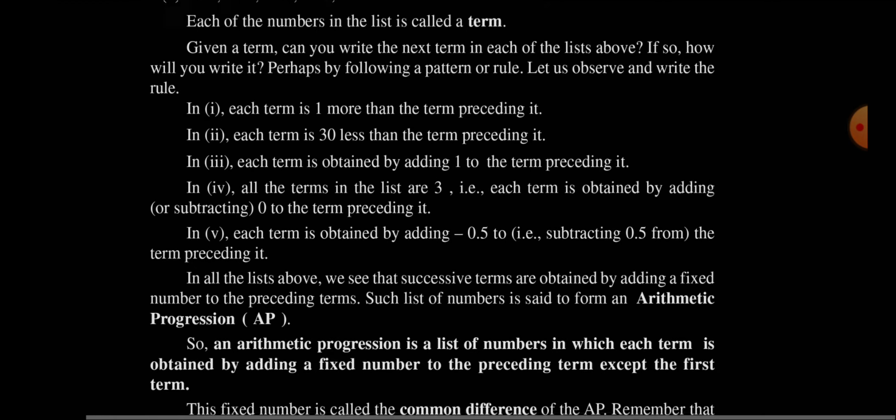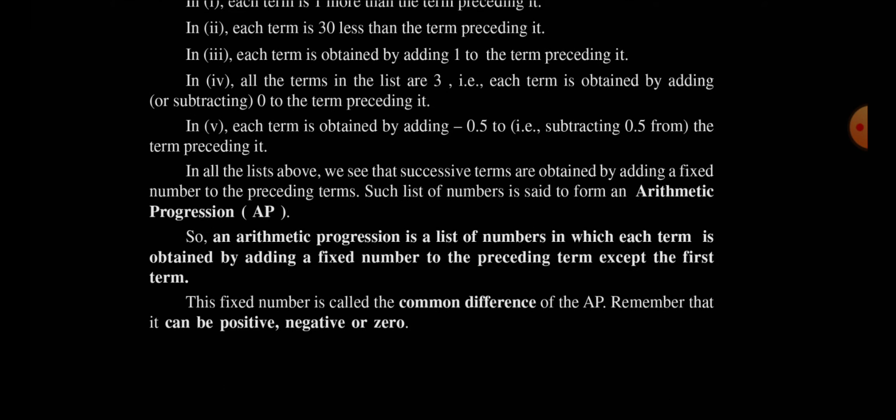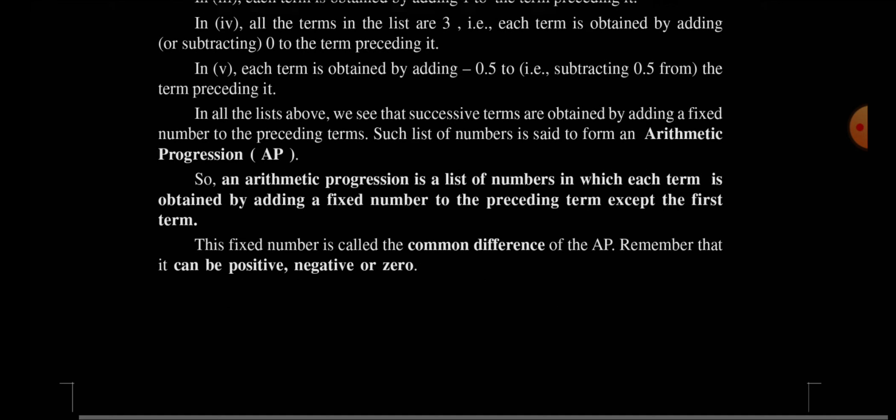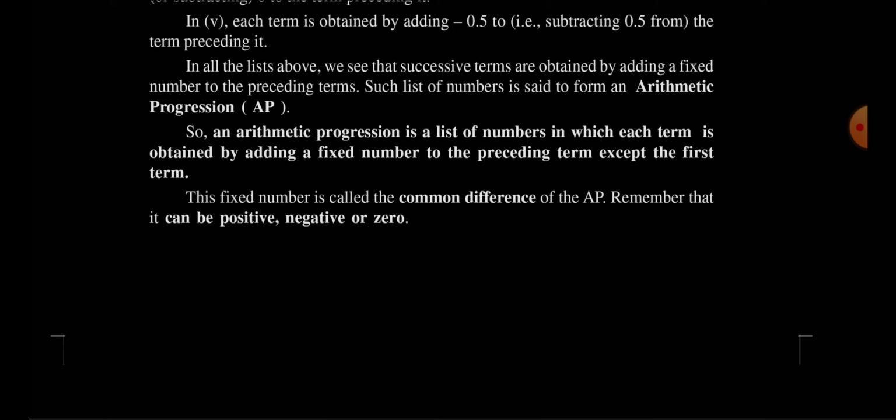In all the lists above, we see that successive terms are obtained by adding a fixed number to the preceding term. Such a list of numbers is said to form an arithmetic progression, written as capital A and P. So, an arithmetic progression is a list of numbers in which each term is obtained by adding a fixed number to the preceding term except the first term. This fixed number is called the common difference of the AP. Remember that it can be positive, negative, or 0.